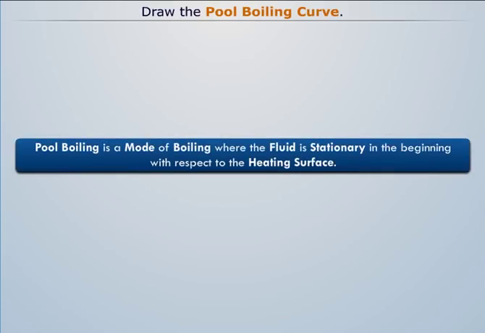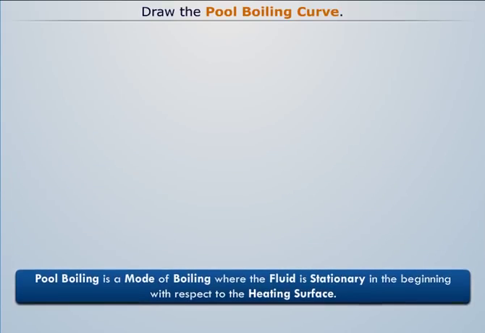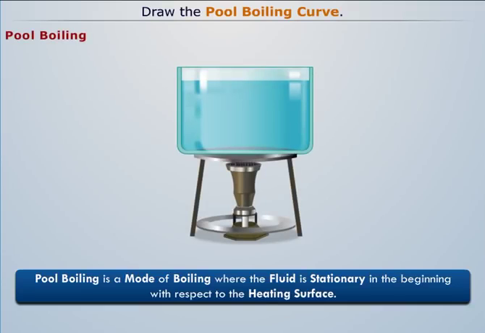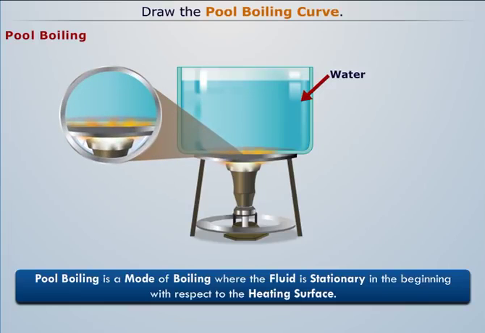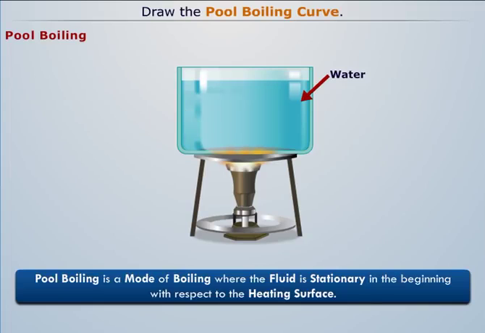We know that pool boiling is a mode of boiling where the fluid is stationary in the beginning with respect to the heating surface. To understand this boiling, let's consider an example of a vessel containing some water placed on a burner. As the heat gets transferred from the bottom surface of the vessel to the stationary water, it starts rolling up and down.